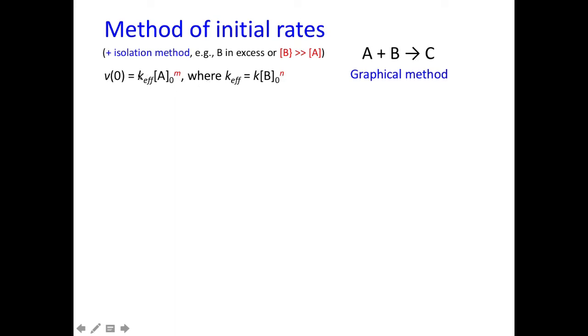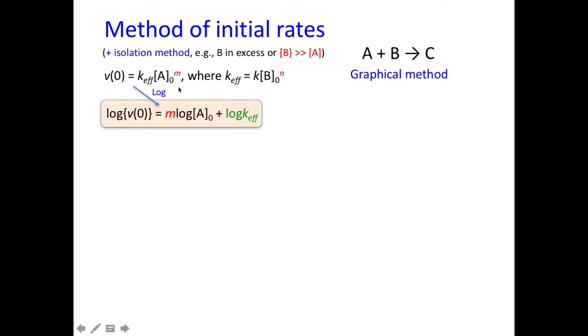And who is the effective K? Effective K is given by this expression. It's just the real K, the real rate constant, multiplied by this constant value of concentration of B to the power of N. And where M and N are the reaction orders with respect to A and B respectively.